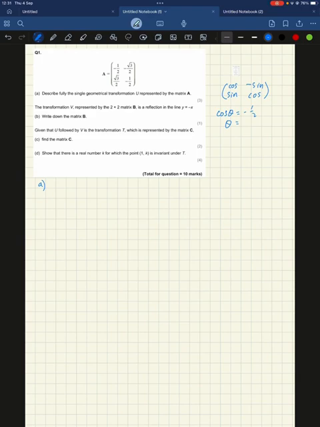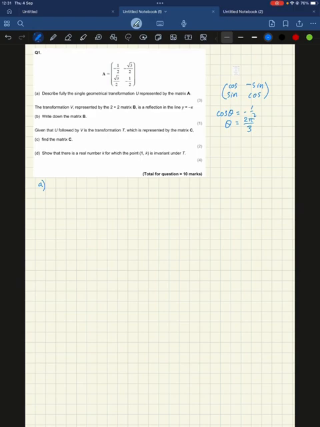And what we get is theta is equal to, oh, I'm in radians, so that's 2 pi by 3 radians. You could leave your answer in radians or degrees, so I'm just going to leave mine in radians. 2 pi by 3 is 120 degrees, so you could write 120 degrees.